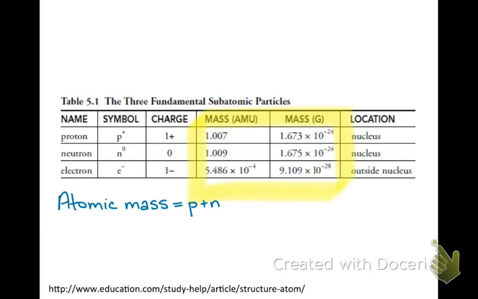And then every element needs to be identified from atoms of other elements, and we are able to do that with just the protons themselves, the number of protons. So that helps us tell atoms of different elements apart.